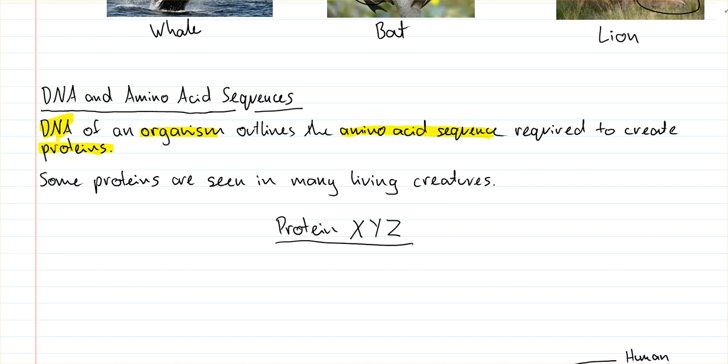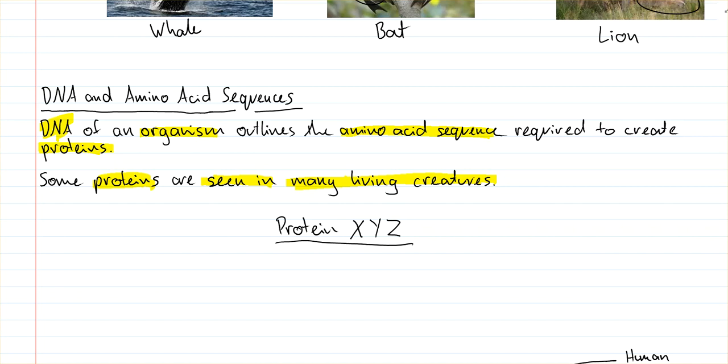The reason why this is helpful to us in being able to look at relationships and evolutionary relationships is that there are proteins that are seen in many living creatures. So if we have a particular protein that's seen in numerous organisms, then we can look at the amino acid sequence of that protein to try and determine just how closely related individuals may be.